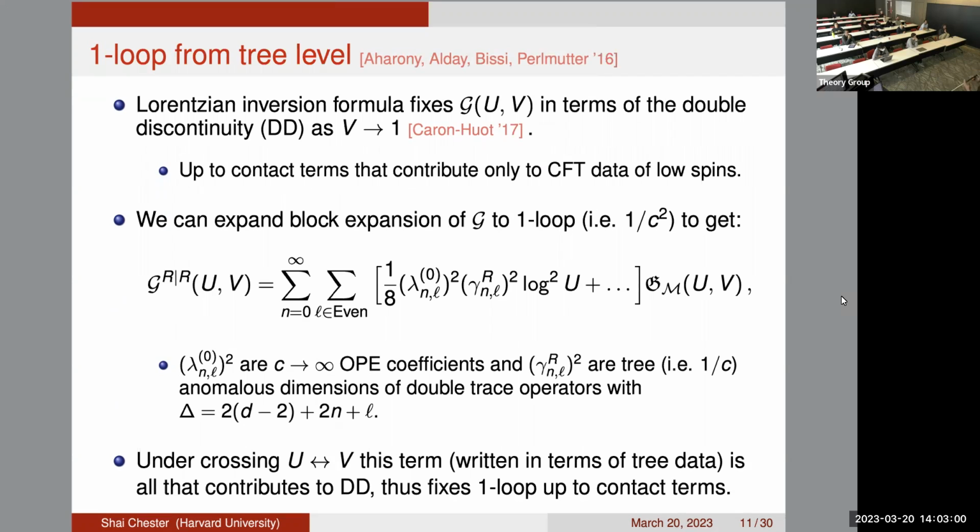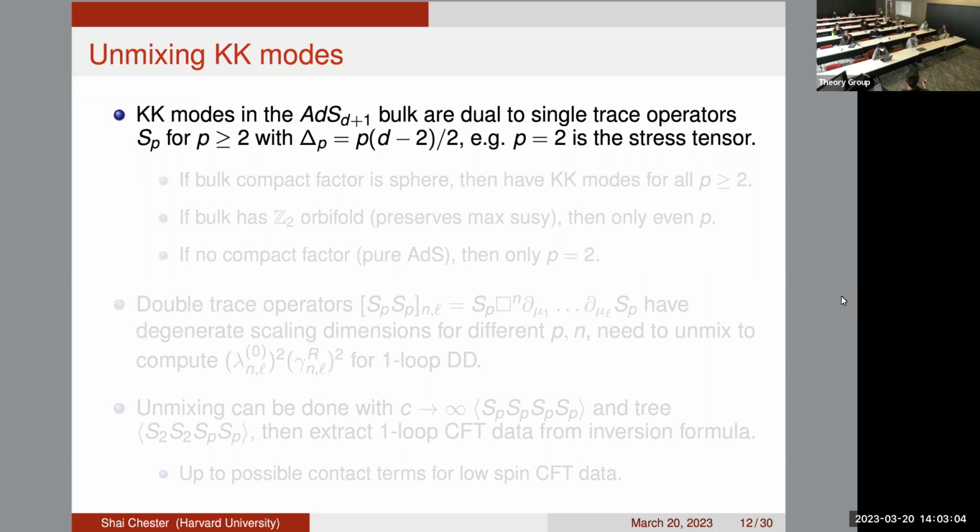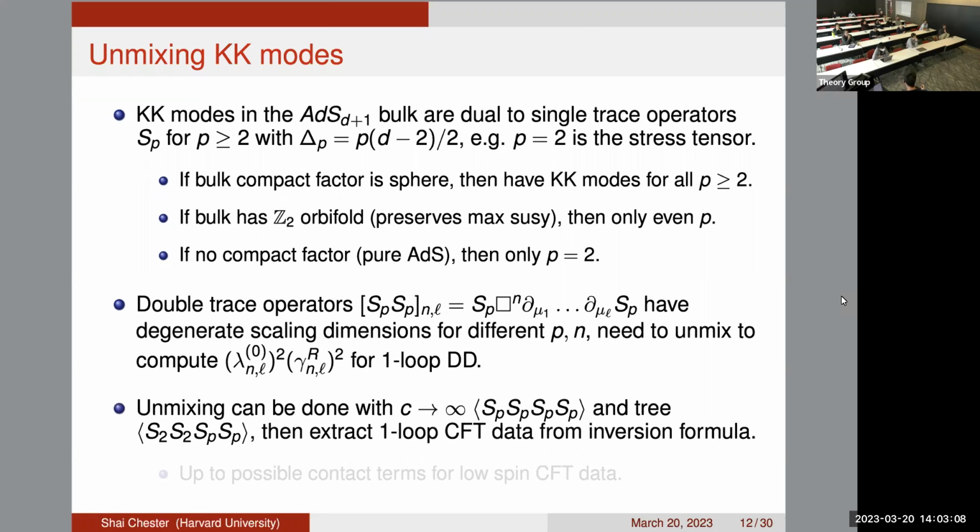And so if we want to compute this average, we have to compute not just the stress tensor 4-point function at tree level and generalized free field theory order, but also these other 4-point functions of these other single trace operators at tree level and at GFFT order. But we can do that, and then using this data, we can do this unmixing and thereby compute the one loop double discontinuity, i.e. the full one loop correlator up to contact terms.